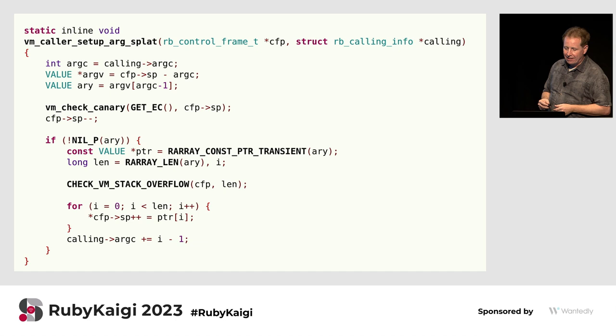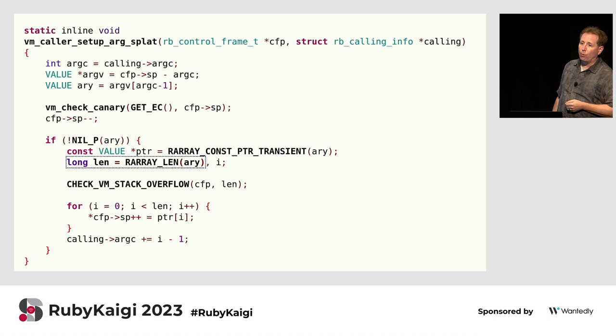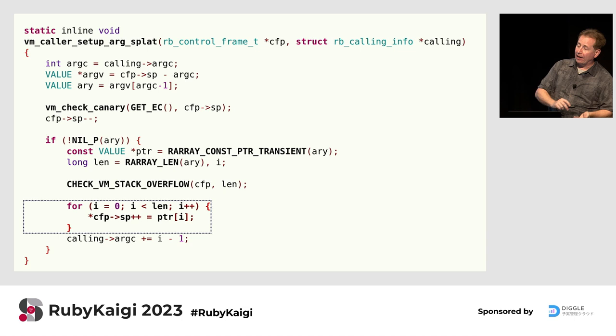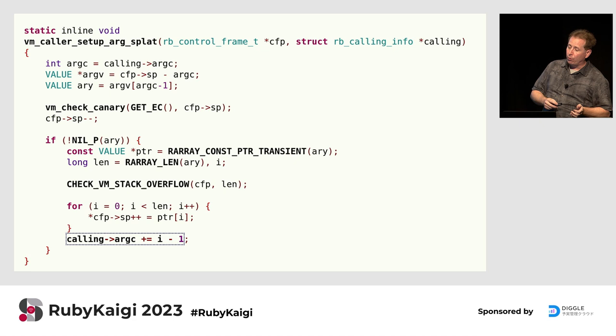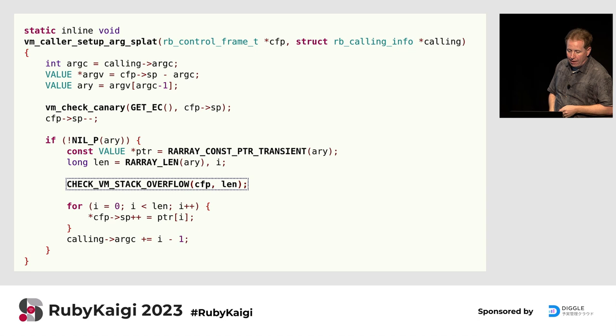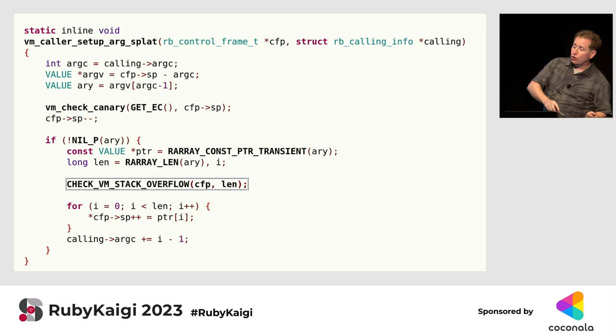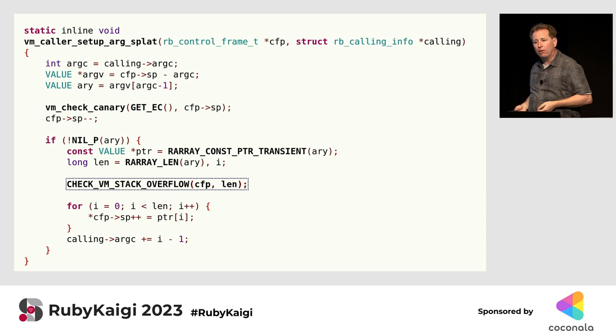So here is the definition of that function. It determines which object is being splatted, and if the object being splatted is not nil, we assume it is an array, and then we determine the length of the array to splat. Now in the normal case, we copy all objects from the array to the VM stack, and then we increase the number of arguments that the method is called with by the length of the splatted array, subtracting one for the array itself. However, before doing any of the copying, we check whether copying all objects to the VM stack would overflow the stack, so that a system stack error can be raised instead of the program crashing. So this is the check that is being hit when you're splatting a very large array.